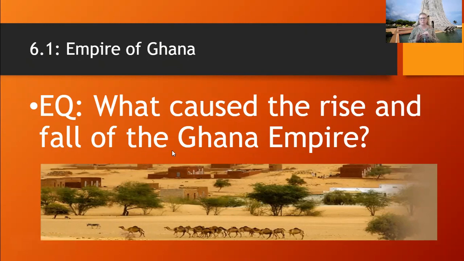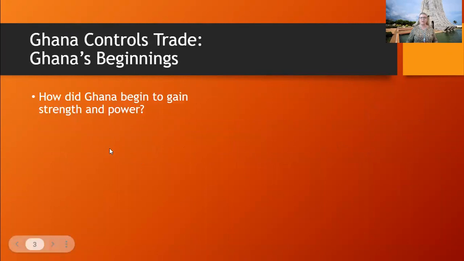Now, just to be very direct here, Ghana is still a country today. So even though the empire fell, part of the empire still remained intact to become the country of Ghana after basically Africa colonized. So let's go ahead and get started. Our first section is Ghana controls trade and how Ghana began. So go ahead and write this in your questioning column. How did Ghana begin to gain strength and power?